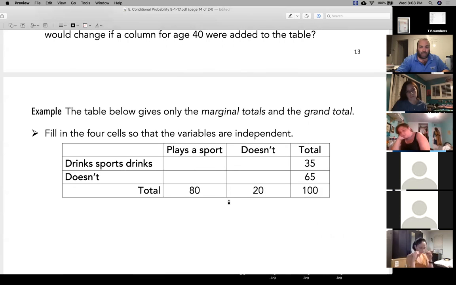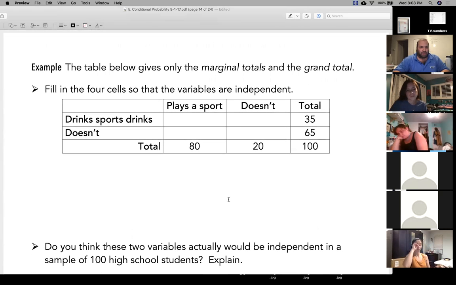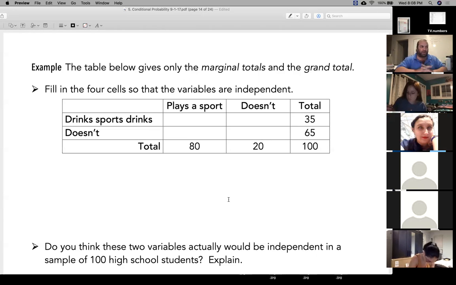Okay. So let's look at the next example. The table below gives only the marginal totals and the grand total. Suppose somehow you spilled something on your paper and all of the numbers in the cells went away, and all you have is the stuff in the margins on the right and on the bottom. How many people are we investigating in this problem? 100. Okay?